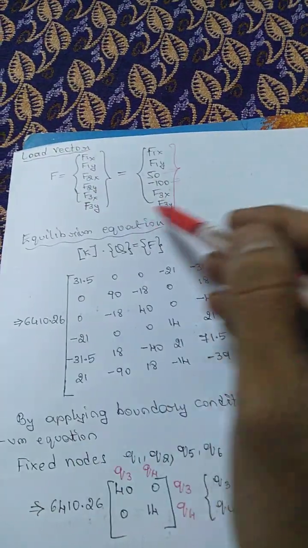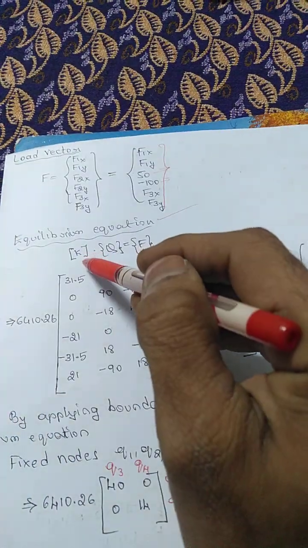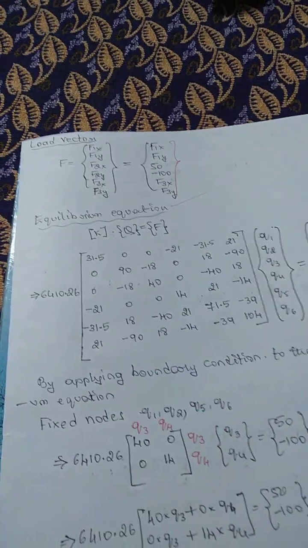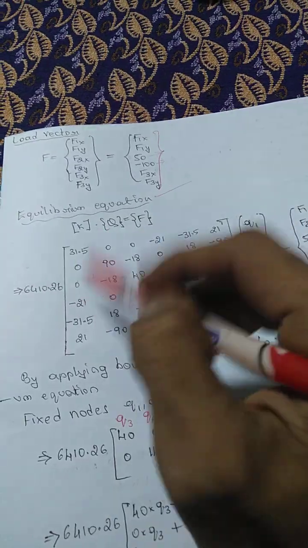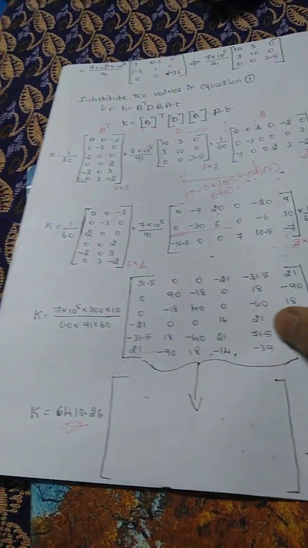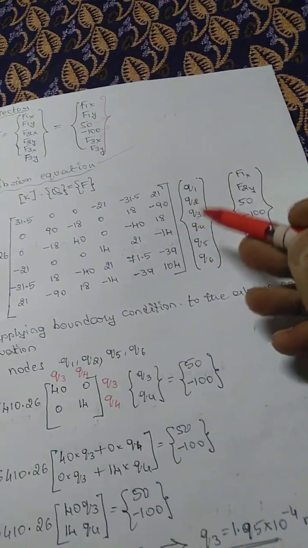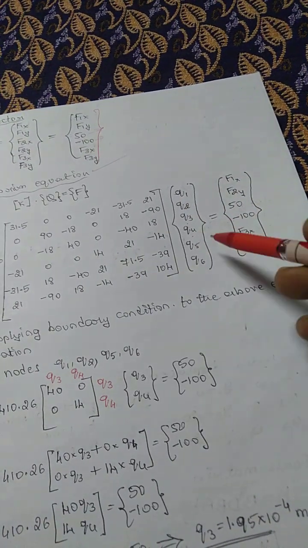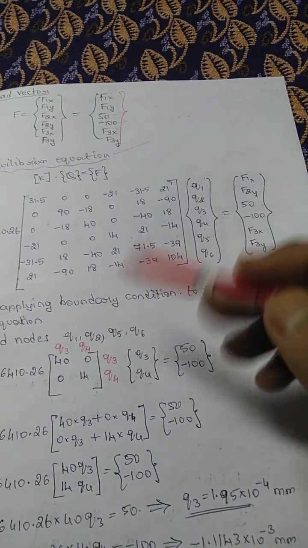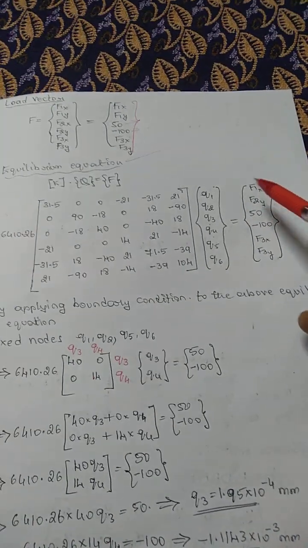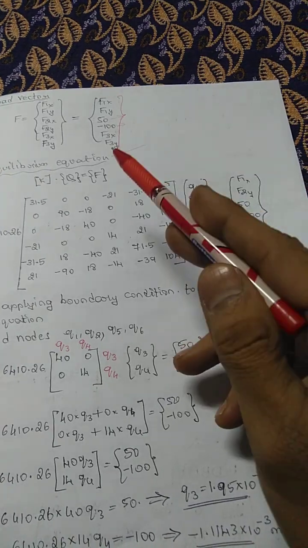So the equilibrium equation, we know that K into Q is equal to F. So K value, you know it here, this entire thing is K. And next, Q are the displacements, Q1, Q2, Q3, Q4, Q5, Q6. I have mentioned the displacements in the sketch. And the next is this one, the load vector.